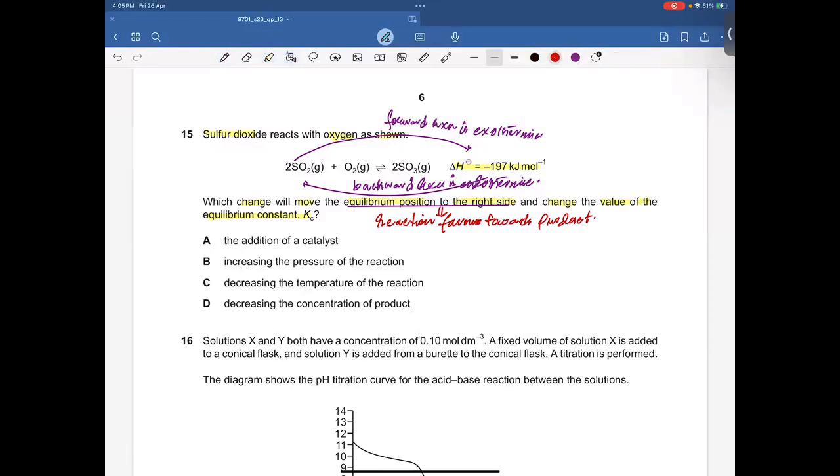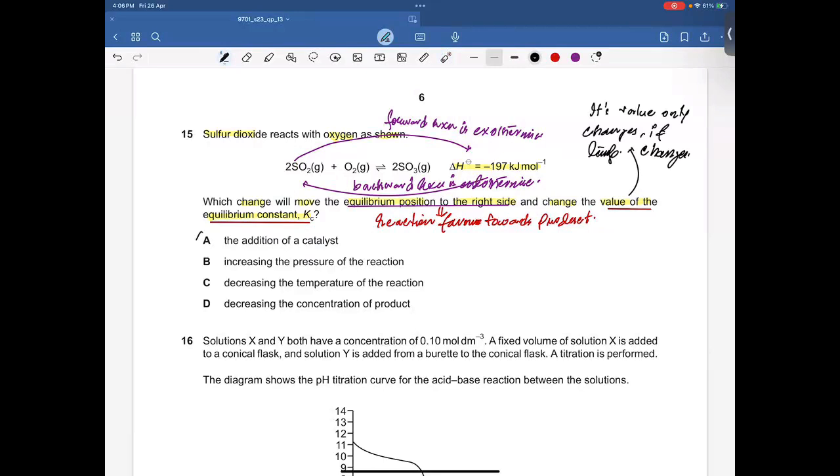By the way, the value of the equilibrium constant Kc changes only if temperature changes, because Kc and Kp are only temperature dependent. Its value only changes if temperature changes. So I'm looking for the temperature option.